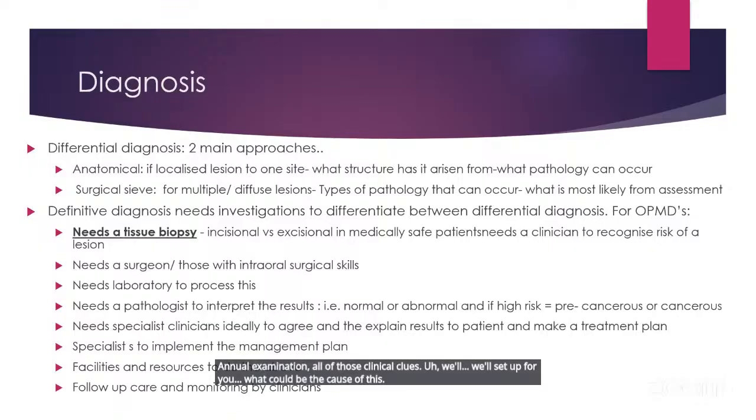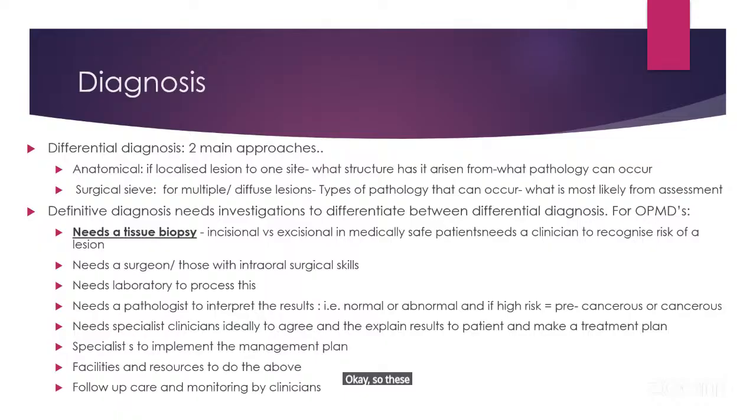When you're looking at these clues, you can use two main approaches to know what your differential diagnosis is, i.e. the 2 to 3 possibilities of what this could be: a benign lesion, a potentially malignant lesion, or a cancer itself. Okay, so these are the things we're looking at in this context.